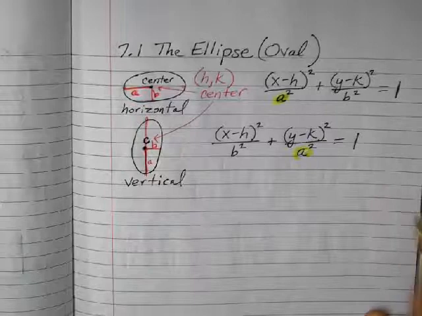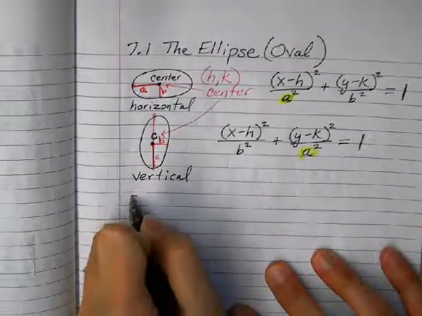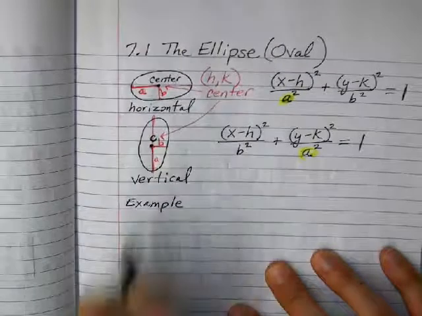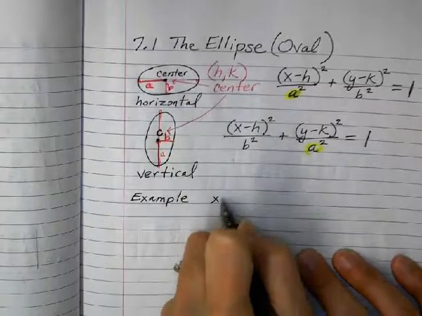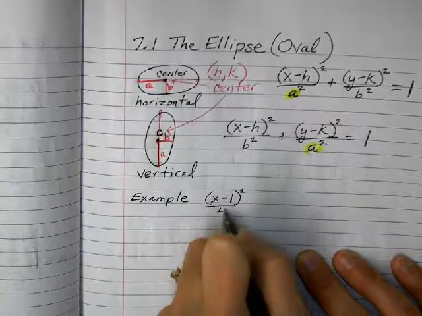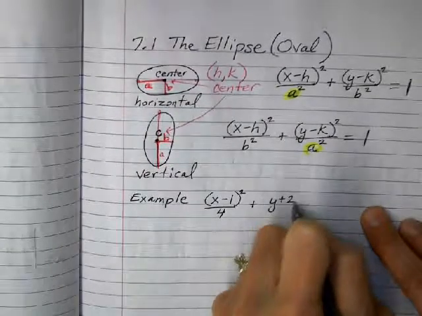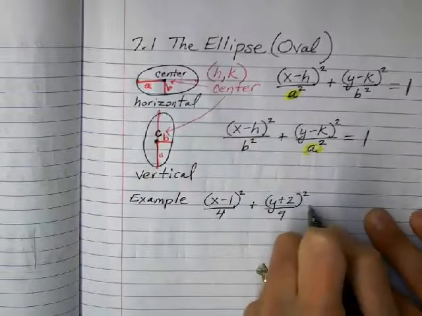Okay, so let's do an example so you see how this works, guys. With real numbers and stuff. Really quick. Okay, so let's do an example. Let's say you had a formula and it went x minus 1 squared over 4 plus y plus 2 squared over 9 equals 1.